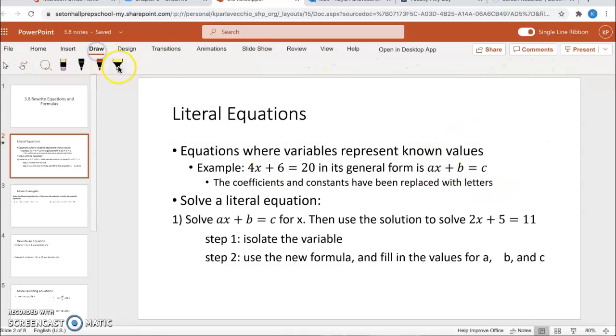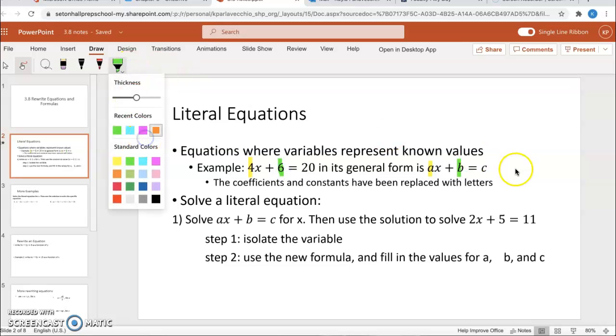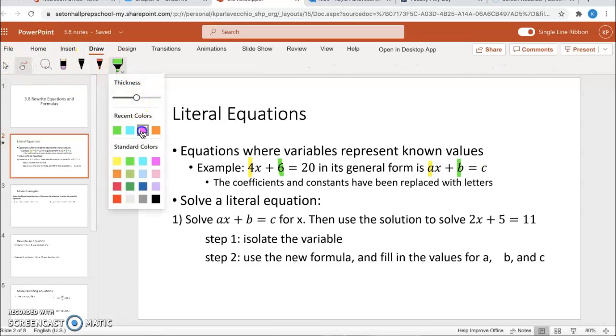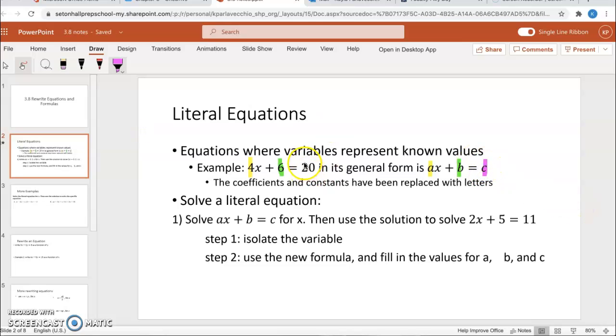So in this example here, I would have told you that a was given the value of 4, and then b was given the value of 6, and then c would be given the value of 20. And oftentimes I'll ask you to rewrite this literal equation to solve for x. And remember that the coefficients or constants are just replaced with a value for the variable dependent upon the equation that I give you.